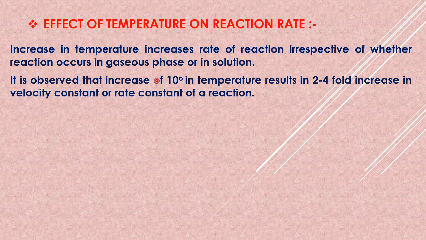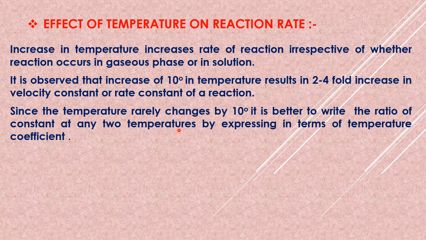It is observed that an increase of 10 degrees in temperature results in a 2 to 4 fold increase in the velocity constant, or rate constant, of a reaction. Means if we consider any chemical reaction and increase the temperature by 10 degrees Celsius, then the rate of this reaction will increase at least 2 to 4 fold. That is, the velocity constant increases.